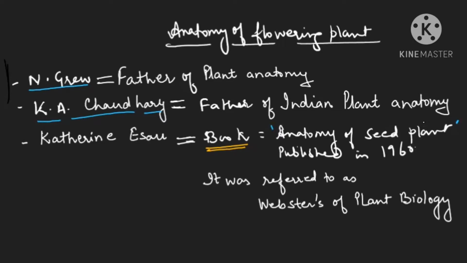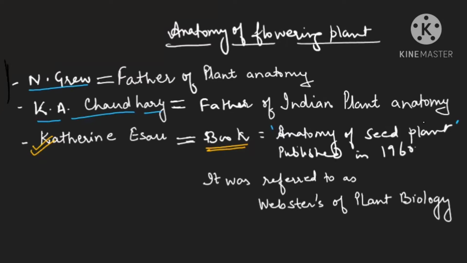The data regarding these scientists is given in the introduction of this unit, and you'll find it on page number 64. On page 64 this book name is given, and she is also known as the Webster of Plant Biology. So these are the introduction. Now let us see what types of plant tissues there are.